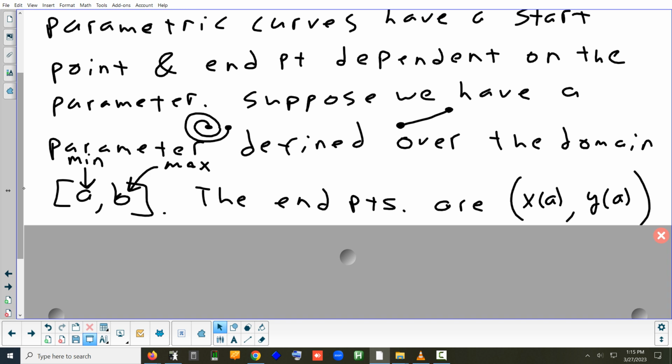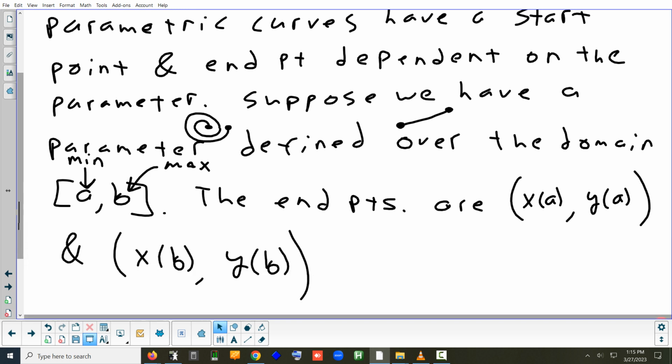So to figure out where it starts and stops, you need to find four things. Starting x value, starting y value, ending x value, ending y value. There's four things. To find where it starts, take the minimum and plug it into the formula you have for x, and then take the minimum and plug it into the formula for y. That'll give you the coordinate of the start.